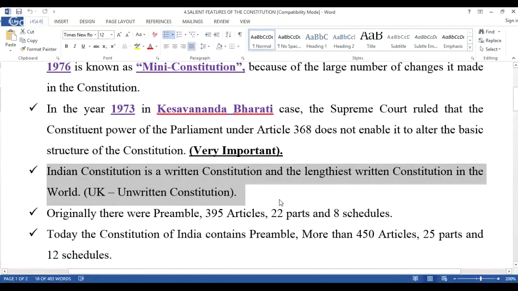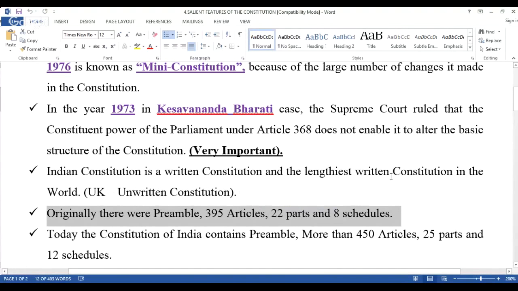Look at this. Originally, there was a preamble, 395 articles, 22 parts, and 8 schedules. Please remember this. When we started our journey on January 26, 1950, this was the number. There was a preamble, and number of articles were 395. How many parts were there? I'll tell you tomorrow what is the meaning of the part. 22 parts were there and 8 schedules were there.